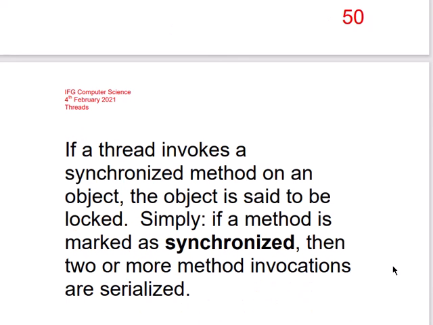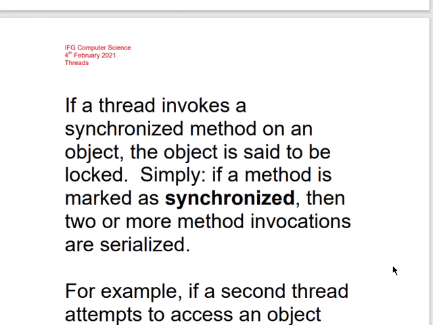So if a thread invokes a method that's been marked as being synchronized, the object is said to be locked. And if a method is marked as synchronized, then two or more method invocations are serialized. You can't have them both taking place in the same window of time.